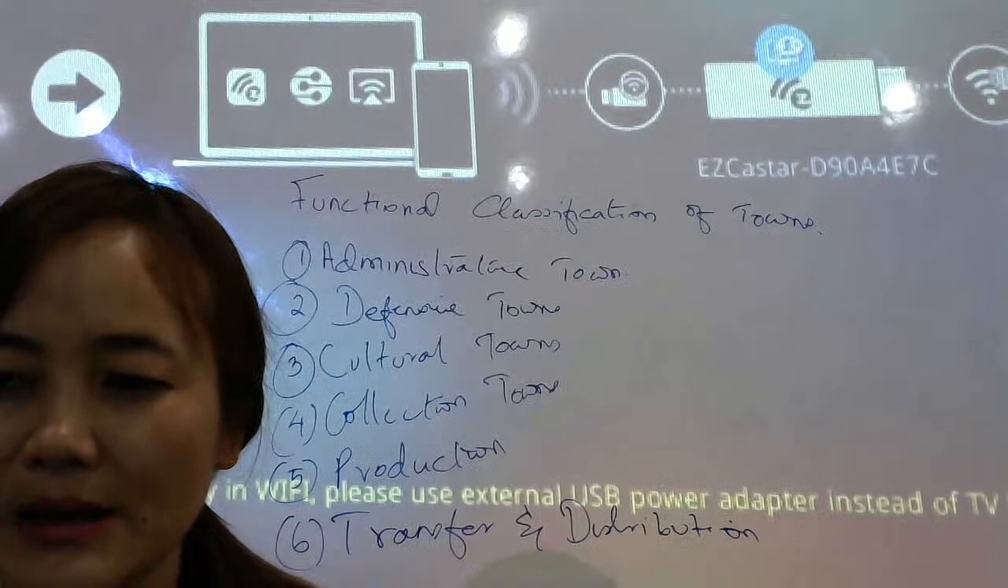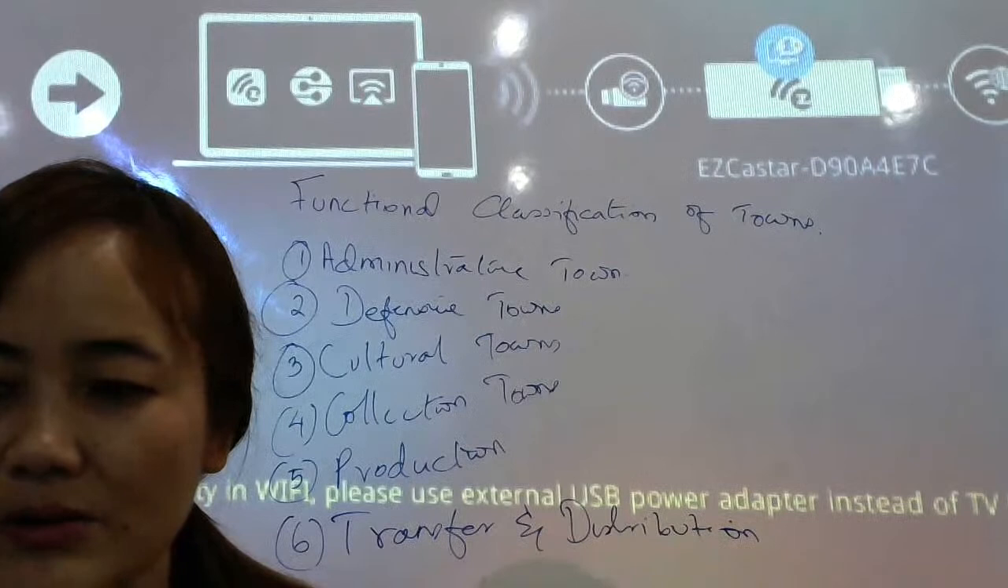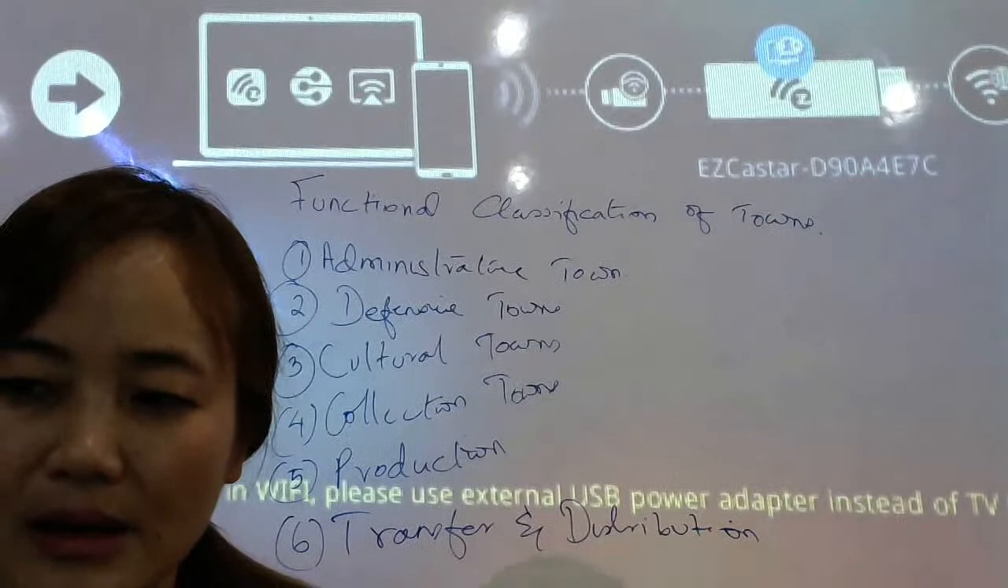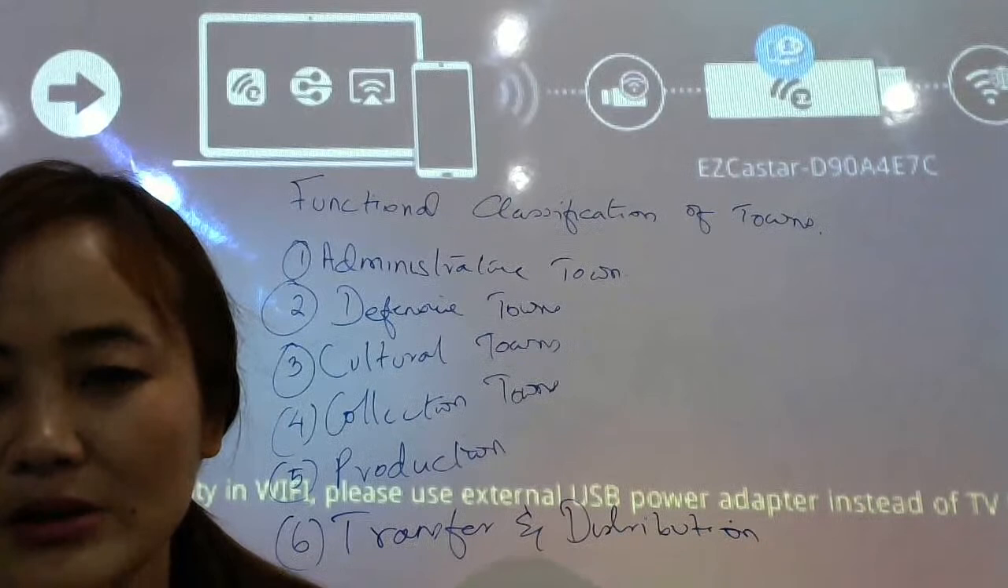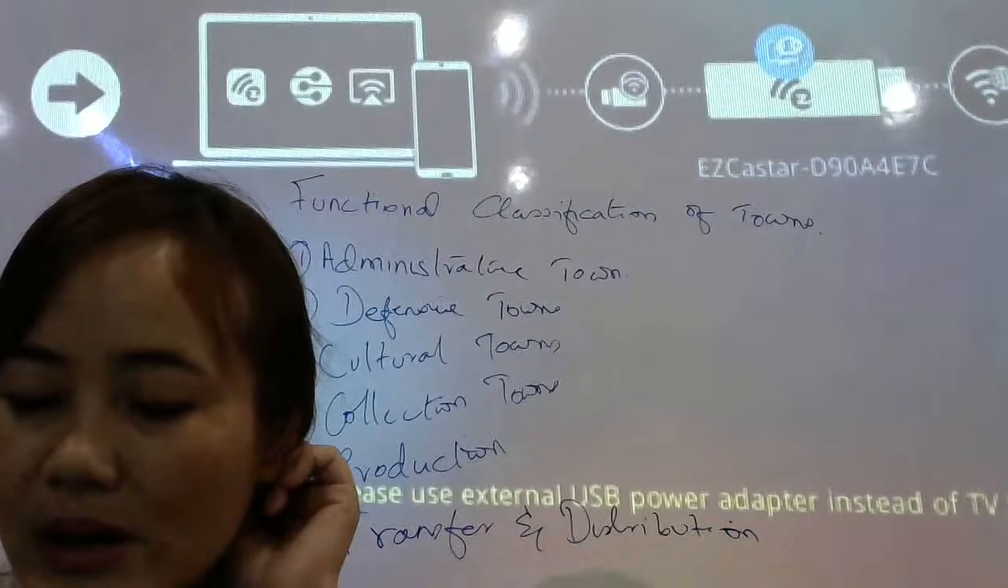Under transport and distribution centers, some towns may have finance as the main function. Towns like Frankfurt in Germany, Zurich in Switzerland, and Amsterdam in the Netherlands are some examples. Wall Street in New York is an example of a town whose main function is financial services.